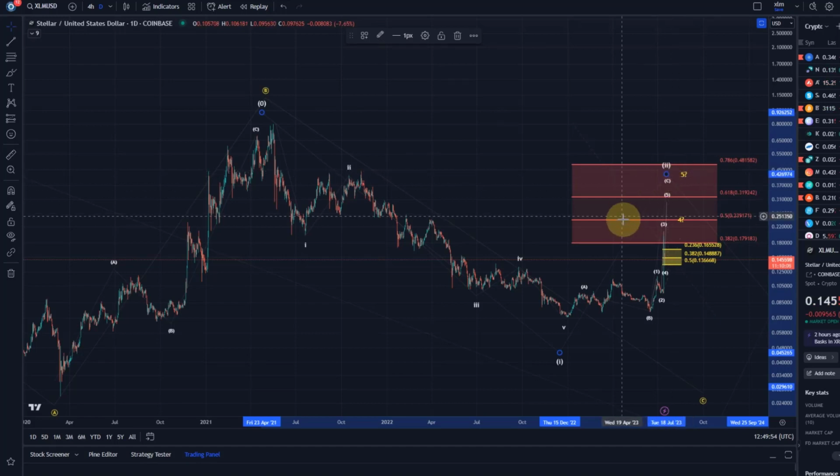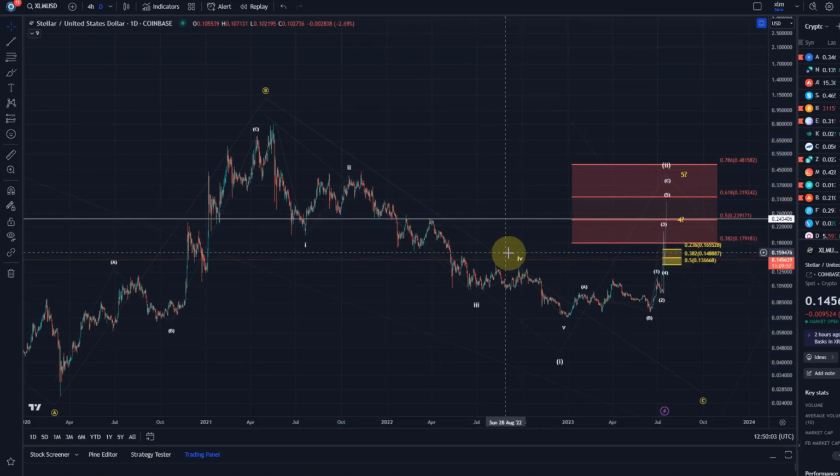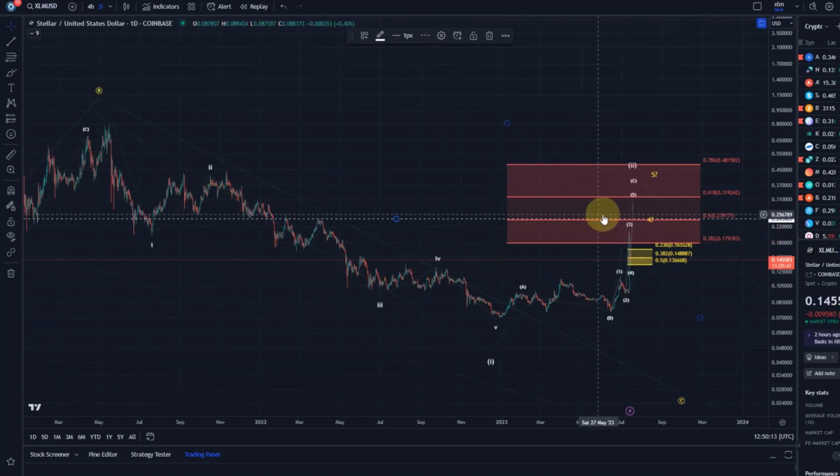There is, by the way, structural resistance at 23.8 cents. So we can add these horizontal resistance lines to the chart. This is important. By the way, I will just change that to a dashed line. So we've got this level, and that is overlapping with the 50% retracement. So we're always looking for relevant levels to watch on the chart. So we've got that level.